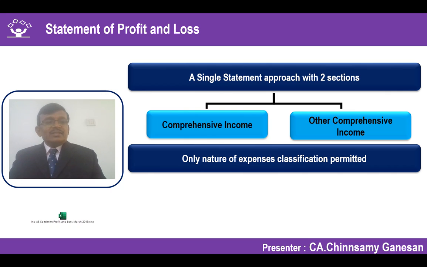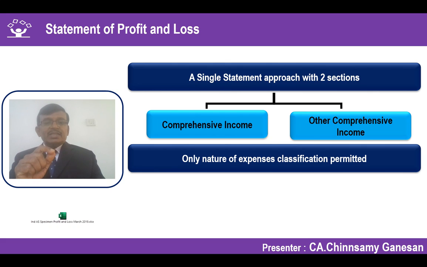This I have discussed in the last session also. We cannot give based on functional classification of an item in the profit and loss account. So we cannot say cost of goods sold, administrative overheads, selling overheads. We cannot have it like that, because if I'm using the word administrative overhead, it includes even depreciation for the assets used for the administrative purposes. So it says it should go only by nature of expenses model.